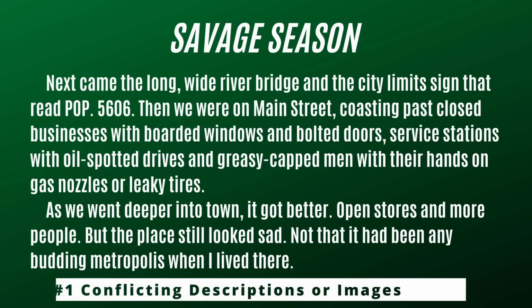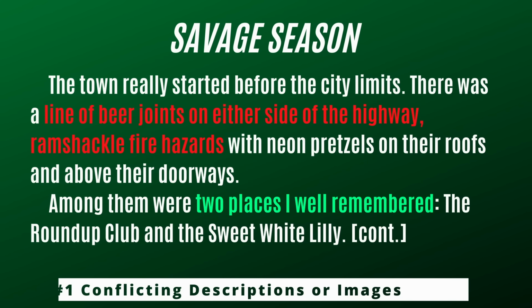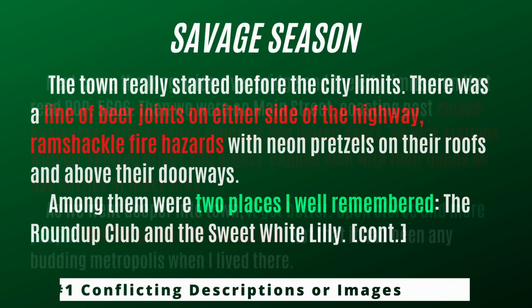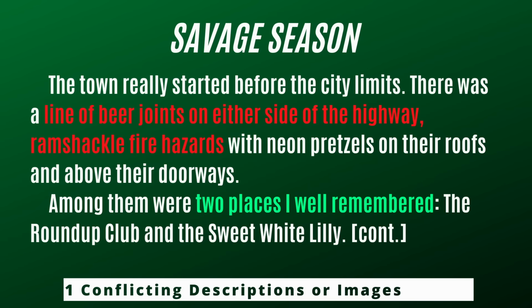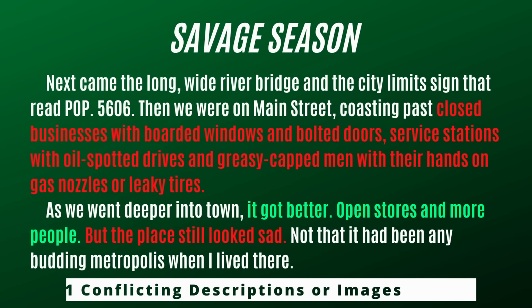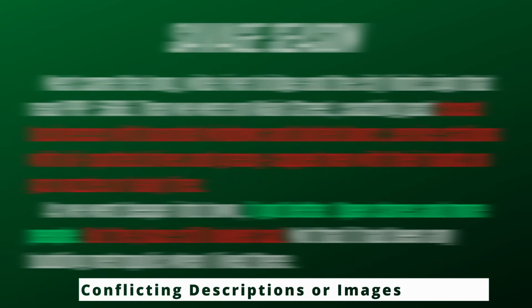Not that it had been any budding metropolis when I lived there. Now, if you notice, the vibe swings back and forth between negative and positive. The narrator's attitude colors the area and brings it to life through conflicting emotions. At first, he's viewing the area with a sense of disgust, then warm nostalgia, then regret, then hope, and then sadness. And the shifting emotions make this description much more engaging than if it was all good or all bad.